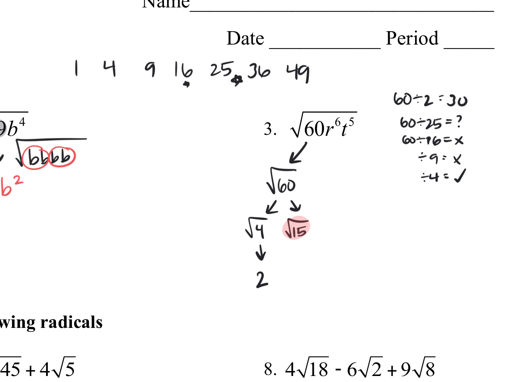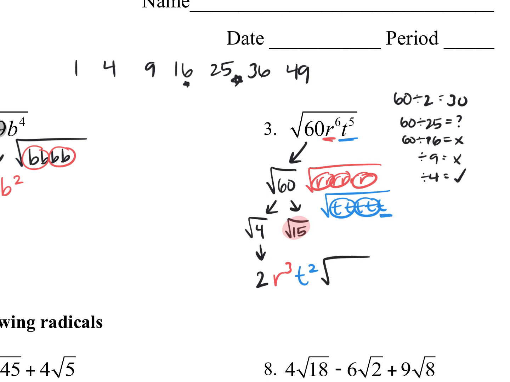Okay, so if I look at my r's, I have 6 r's, which means I have 3 groups of 2. So I will have r to the 3rd, and then I have 5 t's, which means I can make 2 groups, so t to the 2nd, with 1 left over. So then underneath my square root, I will have 15t for your final answer.